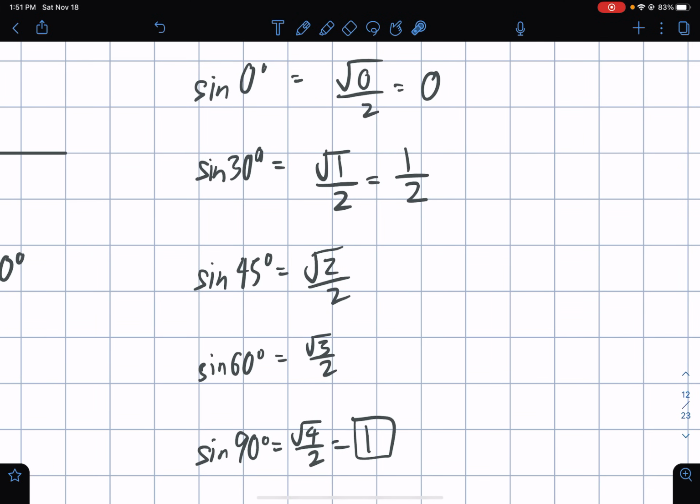So sine 0, square root of 0 over 2. Sine 30, square root of 1 over 2. Sine 45, square root of 2 over 2. And so on and so forth. As you may have observed already, the denominator is the same. So it's easy to memorize. Denominator will always be over 2, regardless. And everything in the numerator is a square root of something. And those numbers are consecutive and increasing. So from sine 0 to sine 90, we start with 0, 1, 2, 3, 4.